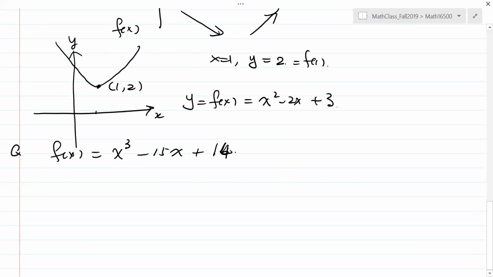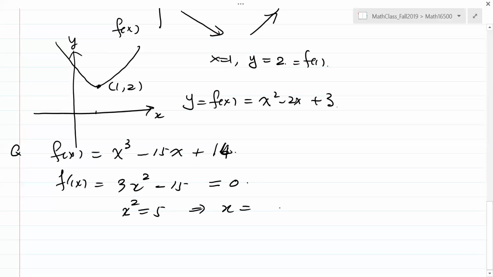If you just want to find the derivative, it's 3x squared minus 15. If this is set to be 0, then you get x squared equals 5, so x equals plus or minus square root of 5. Those are called critical numbers. If the function has a local maximum or local minimum value at some number, that number must be a critical number.